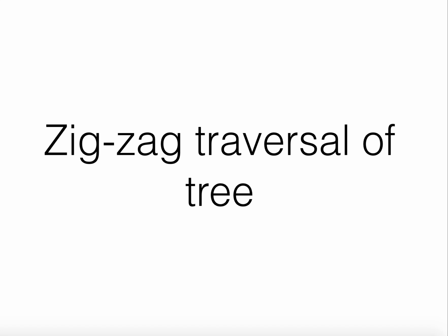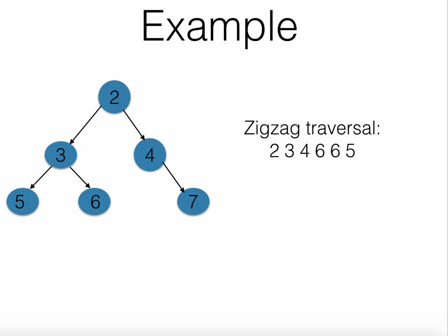Hi there. So in this video, I'm going to talk about how would you algorithmically solve the problem of traversing a tree in a zigzag order. So let's first look at an example. Here is an example of a binary tree, and the zigzag traversal would first go to 2, then it would do a left to right traversal, so 3, 4, and then a right to left traversal, that is 7, 6, 5. Sorry, it should be 7 over here, so that is 7, 6, 5.